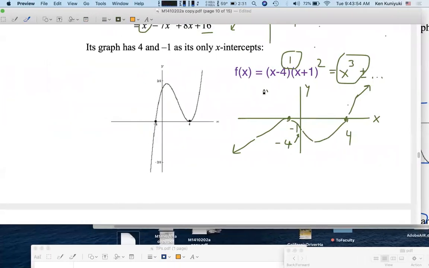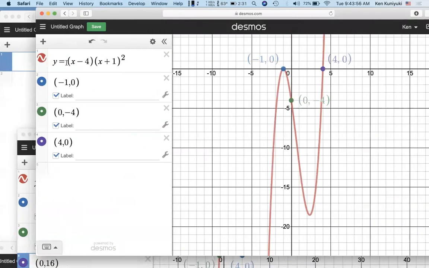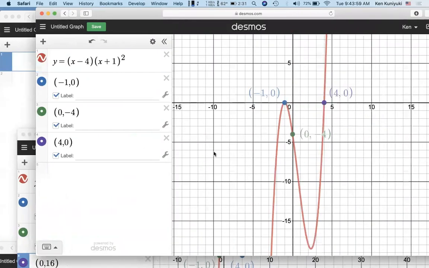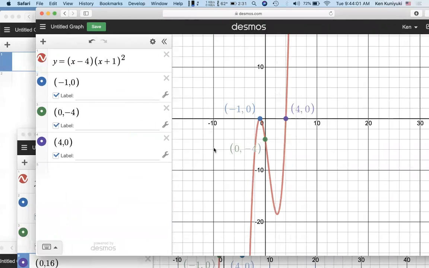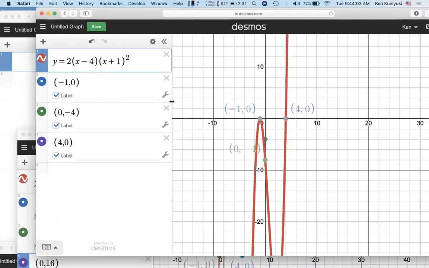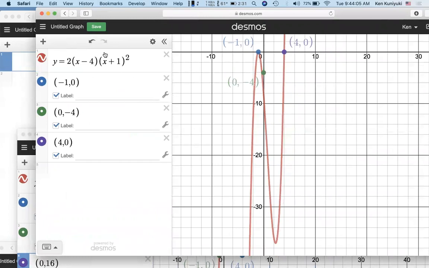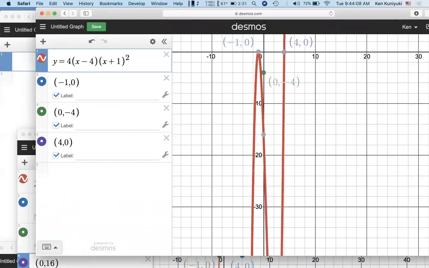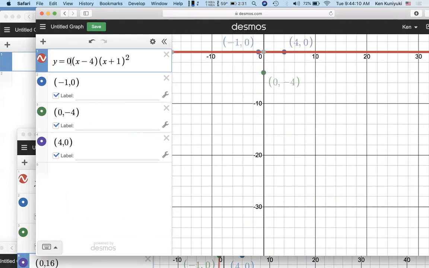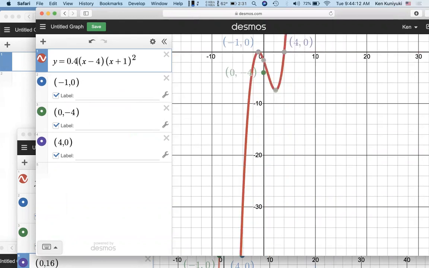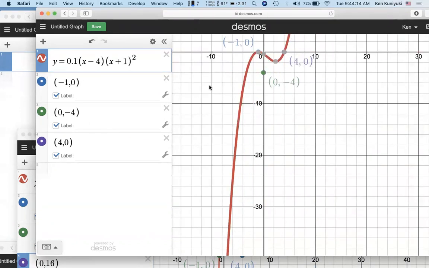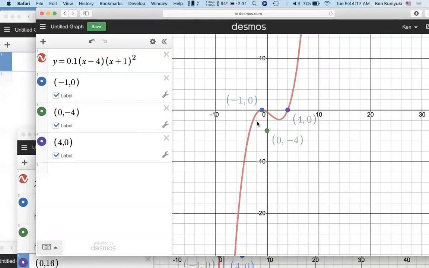And by the way, you're allowed to put a non-zero constant in front. What if we multiply by 2? Stretches the graph. By 3, by 4, and so forth, stretches. 0.5, that's a squeeze. 0.4, 0.3, 0.2, 0.1, that's a vertical squeeze. But still, the x-intercepts stay the same. And we still have the same bouncing and cutting behavior and the snake behavior.